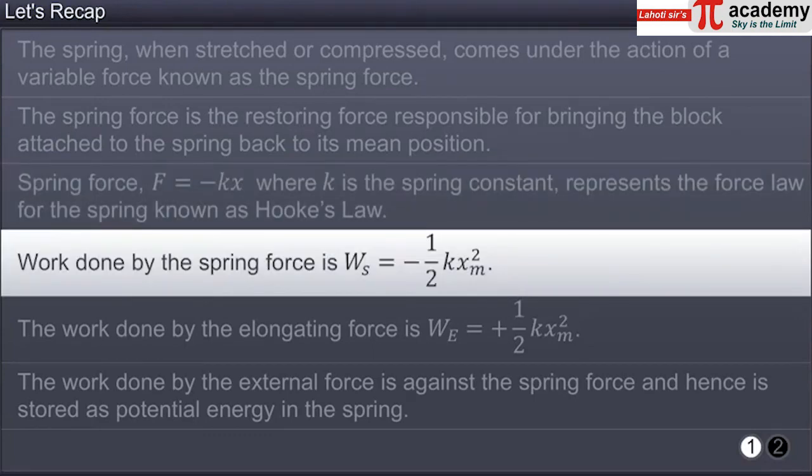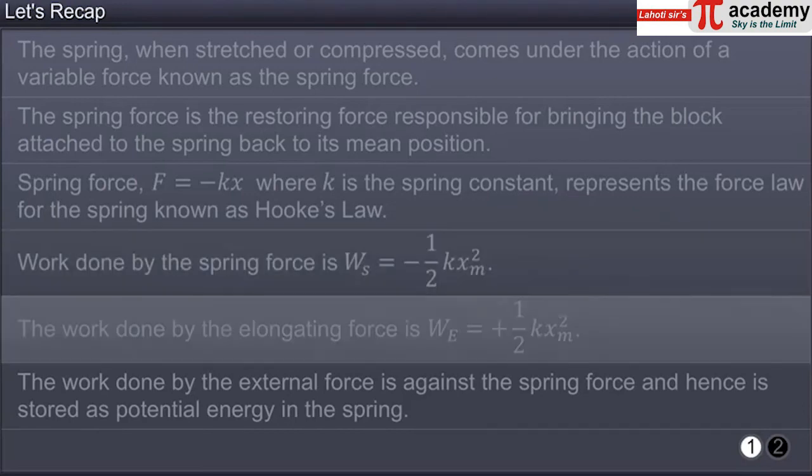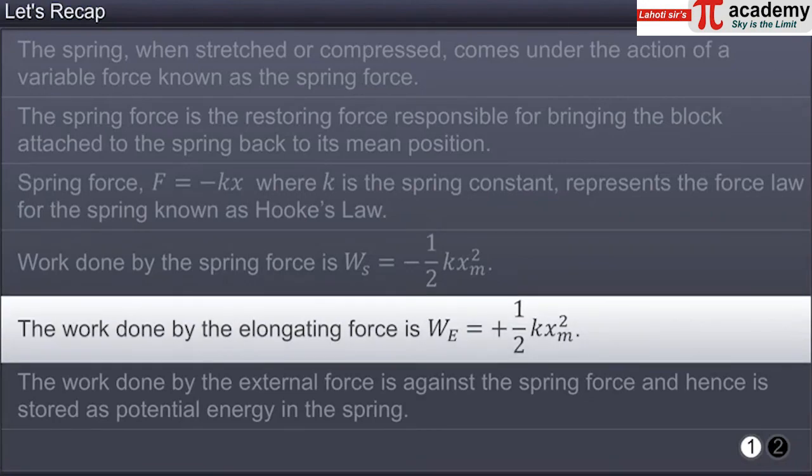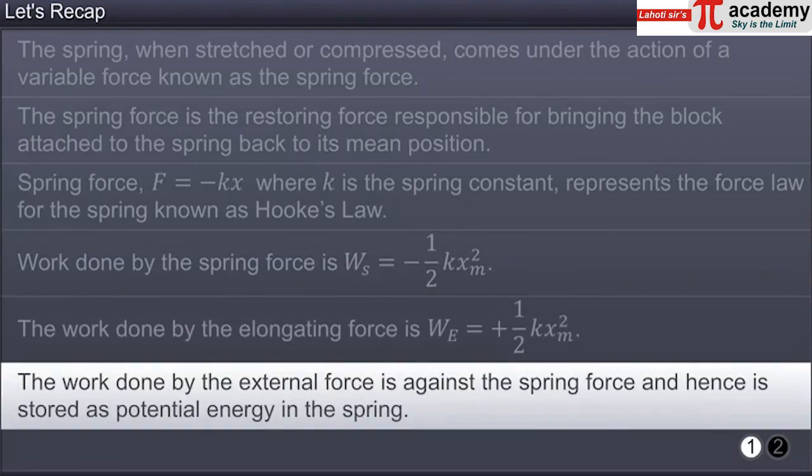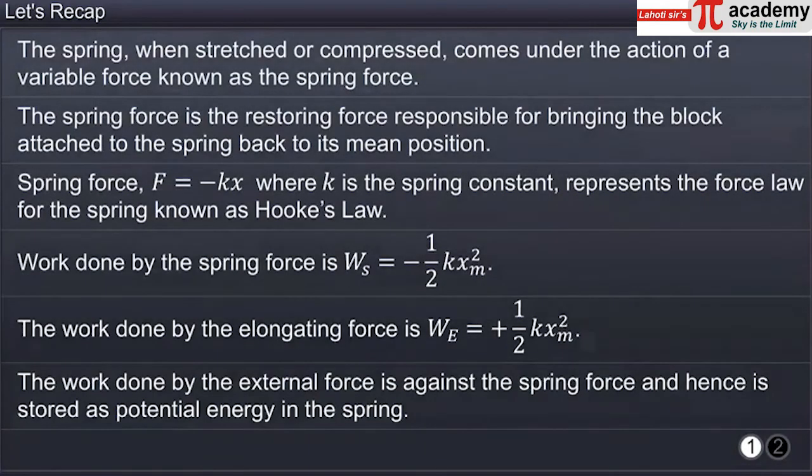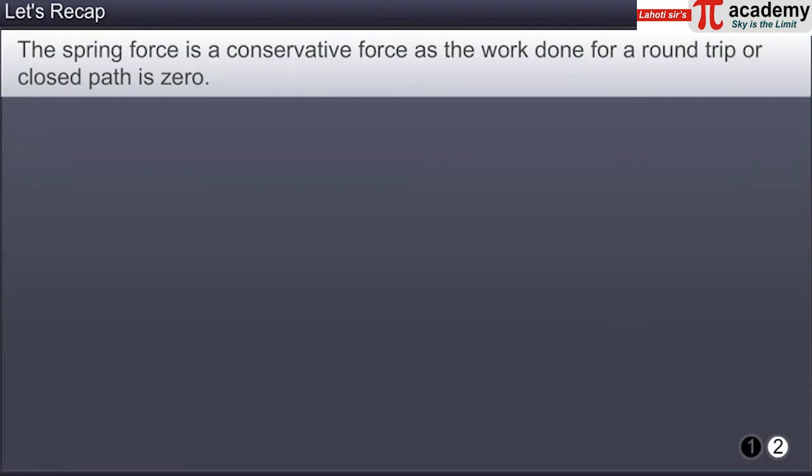Work done by the spring force is W is equal to minus half kxm square. The work done by the elongating force is W is equal to plus half kxm square. The work done by the external force is against the spring force and hence is stored as potential energy in the spring. The spring force is a conservative force as the work done for a round trip or closed path is 0.